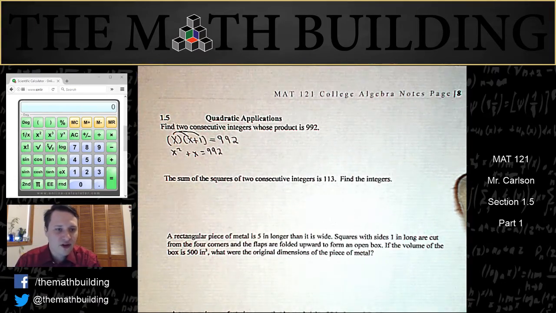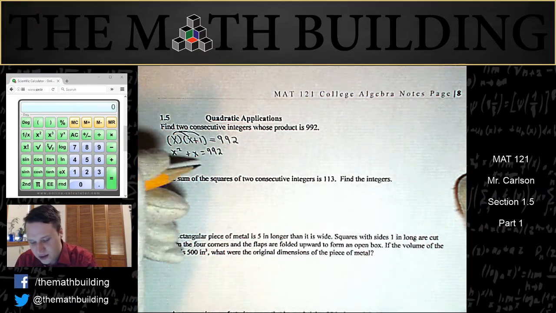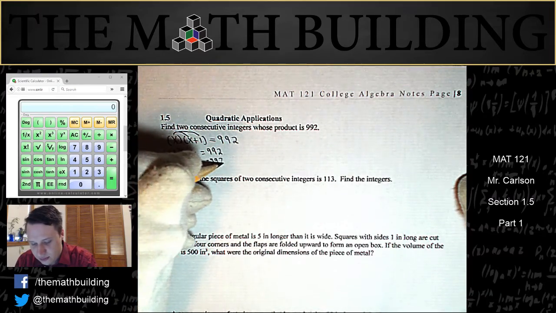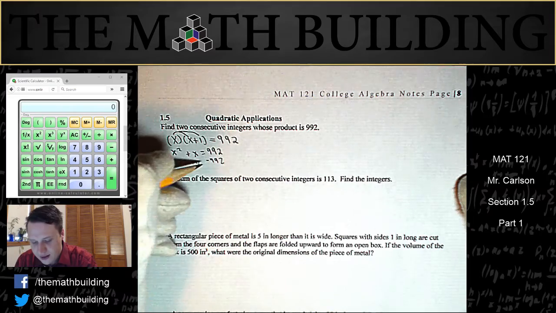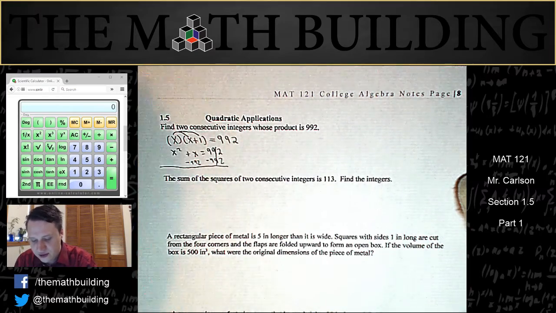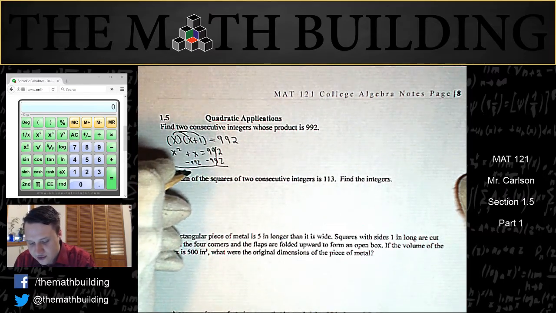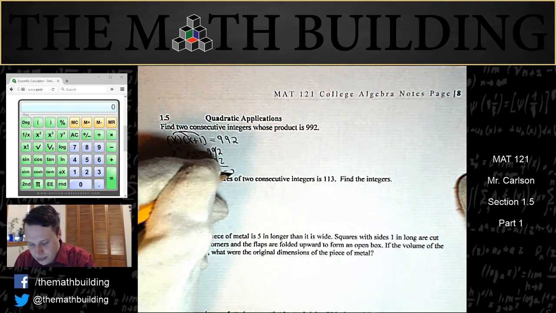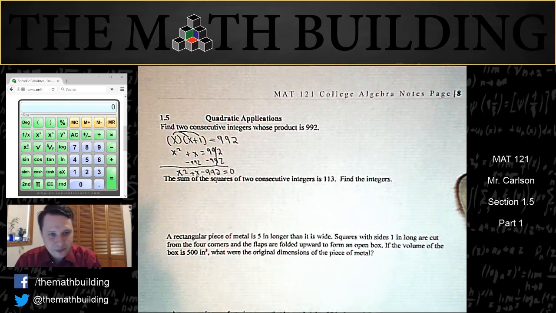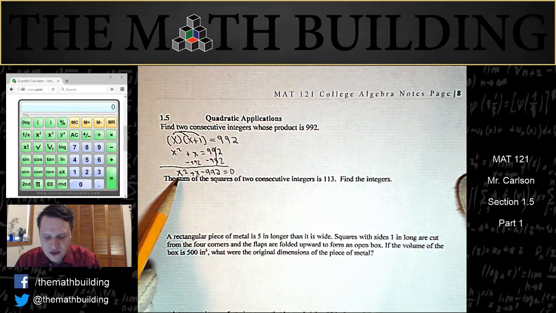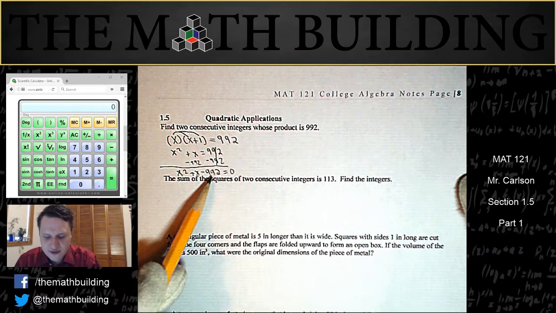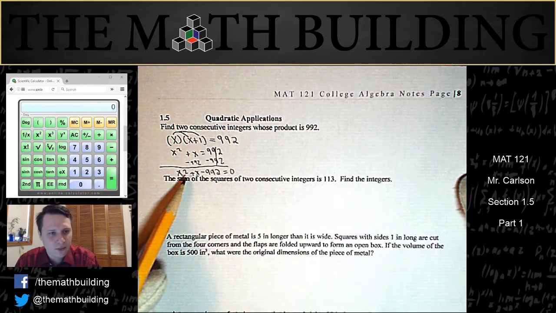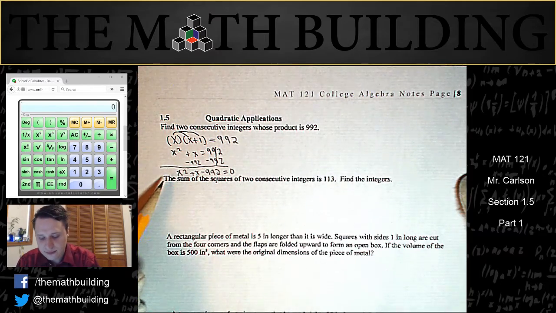And whenever you're solving an equation like this, you want to move everything to one side and get a 0. So subtract 992 on both sides. If you fail to do that, you're going to get your signs wrong. So we get x squared plus x minus 992 is equal to 0. So now we would want to solve this. There should be two answers to this.